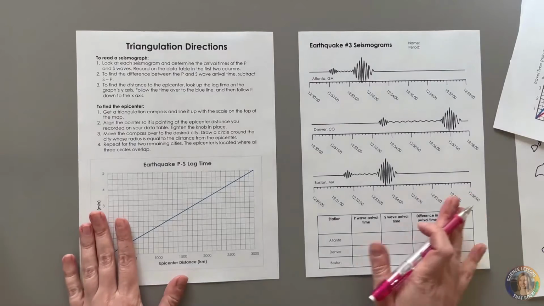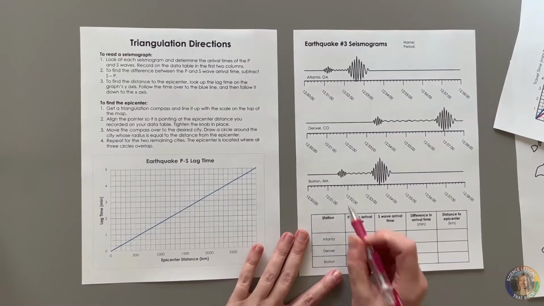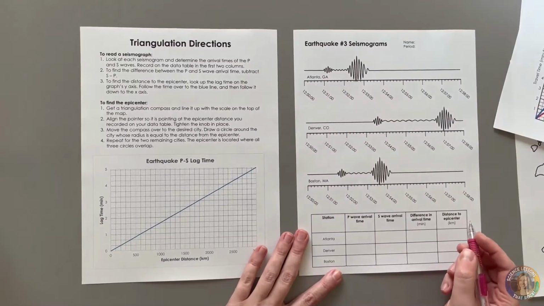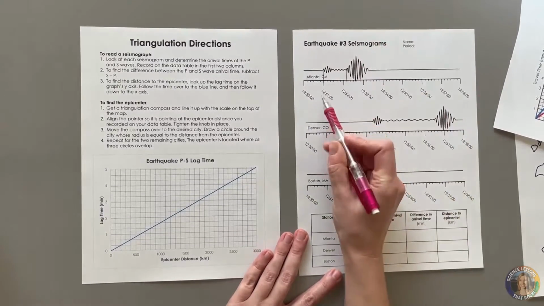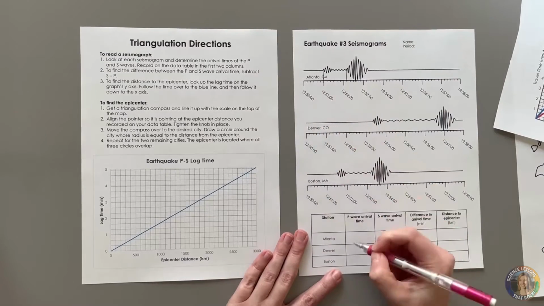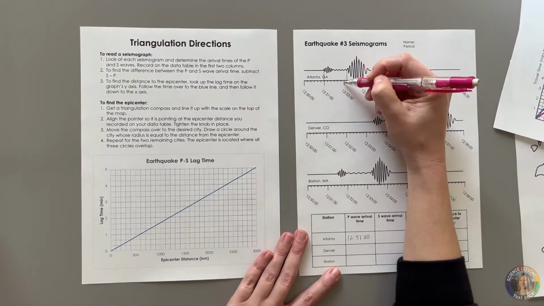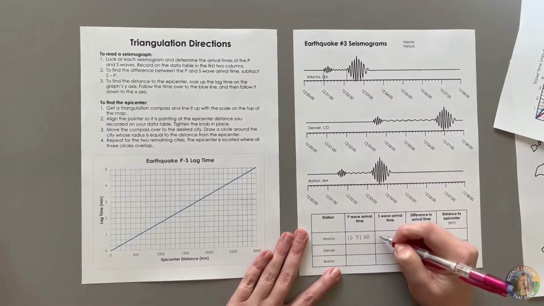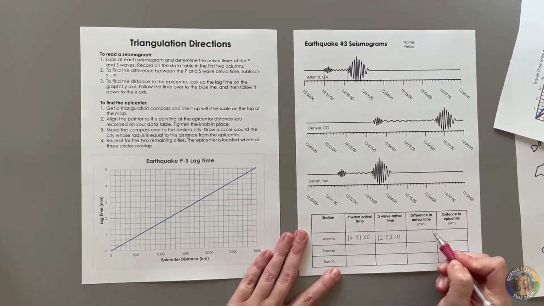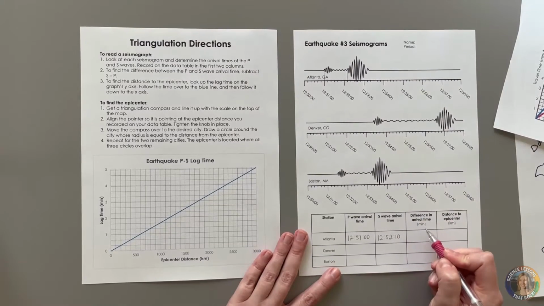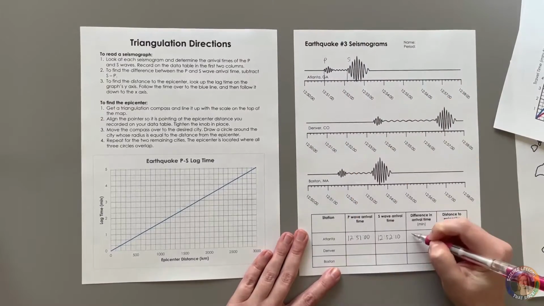So first thing that students are going to do is they're going to look at what time the P waves and the S waves show up in each city. So in Atlanta, it helps me to draw a line down. In Atlanta, the P wave shows up at 12:51, right on the dot. And the S wave shows up at 12:52 and 10 seconds. And then we want to know what is the lag time, or the difference between the P and the S wave. So it was a difference of 1 minute and 10 seconds.